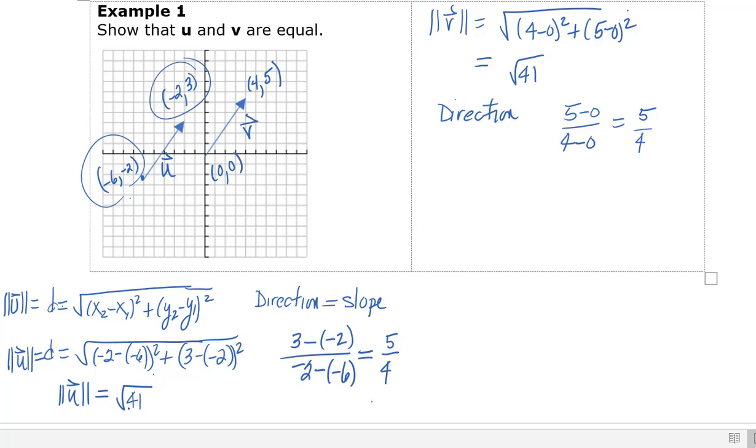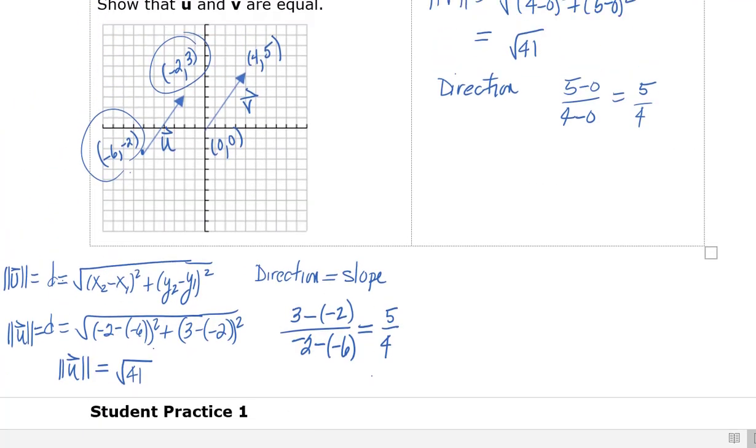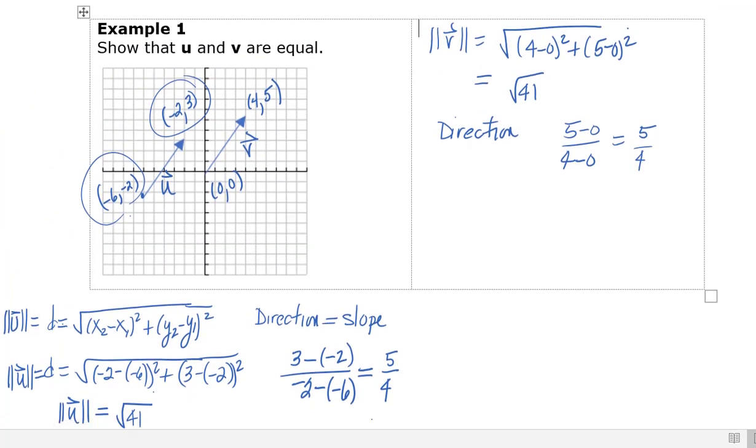So we can see here that the magnitude of vector u is the same as the magnitude of vector v, and the direction or slope of vector u is the same as the slope or direction of vector v. So therefore these two vectors are equal.